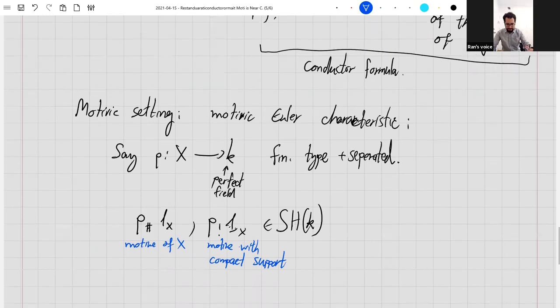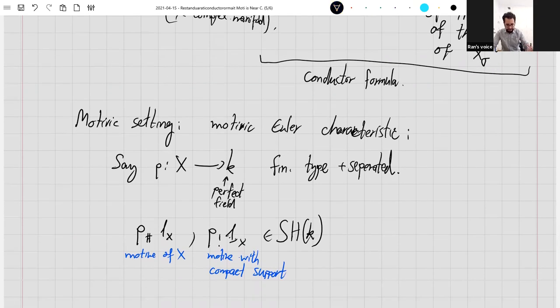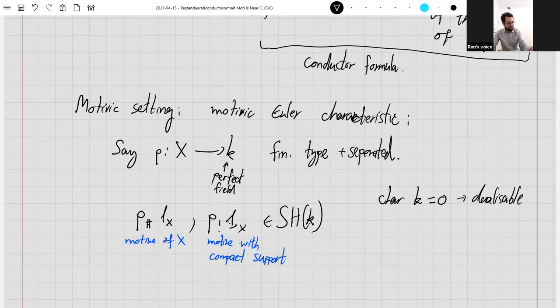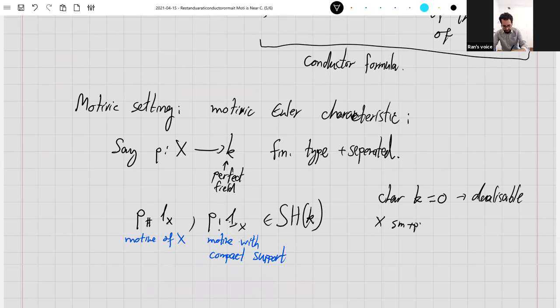So at least when the characteristic of K is zero, these are dualizable objects. And if not, then if X is smooth and proper, it is also. And possibly in many other cases.